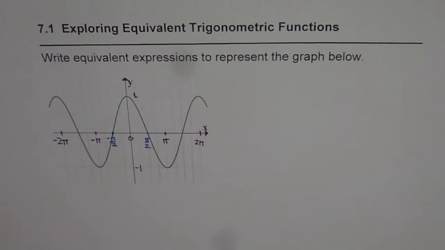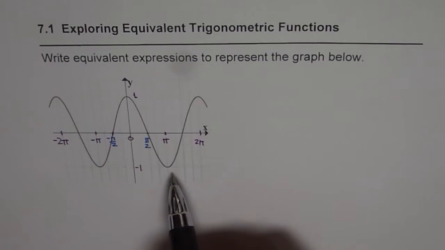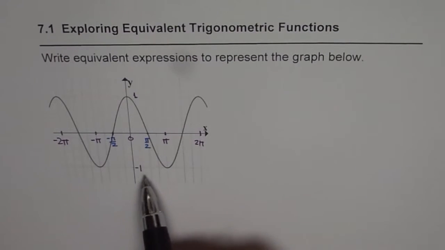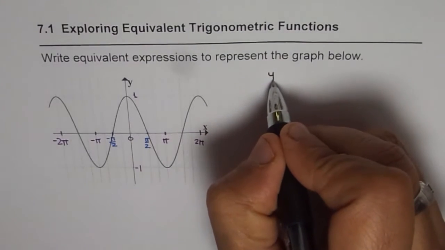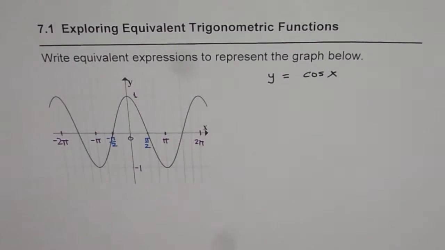The question here is, write equivalent expressions to represent the graph below. Now what we have given here is a graph of cosine function. It starts with the maximum value of 1, minimum value is -1, time period is 2 pi. So what we have here is a graph of y equals cos of x, right?